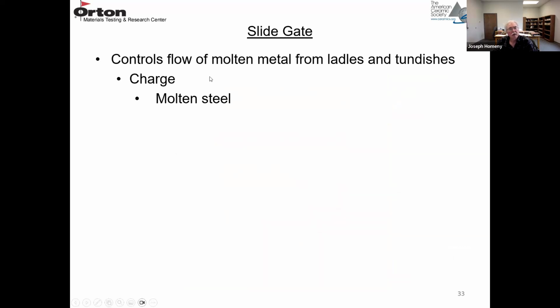And then the slide gate is a gate that controls the flow of the molten metal. It's going to be at the bottom of a ladle or the bottom of a tundish, which I'll describe in a few minutes. And these are going to control the flow of the molten steel.